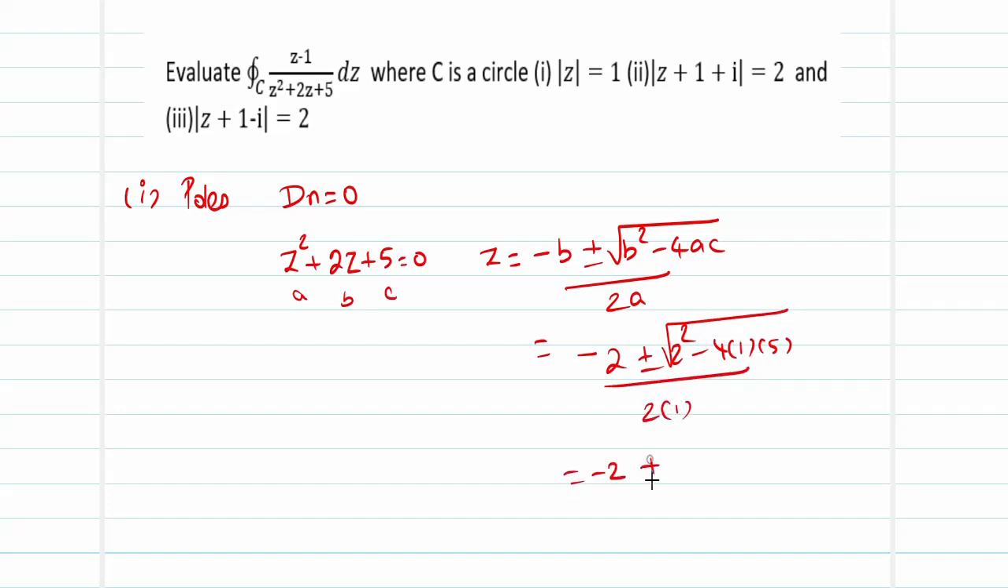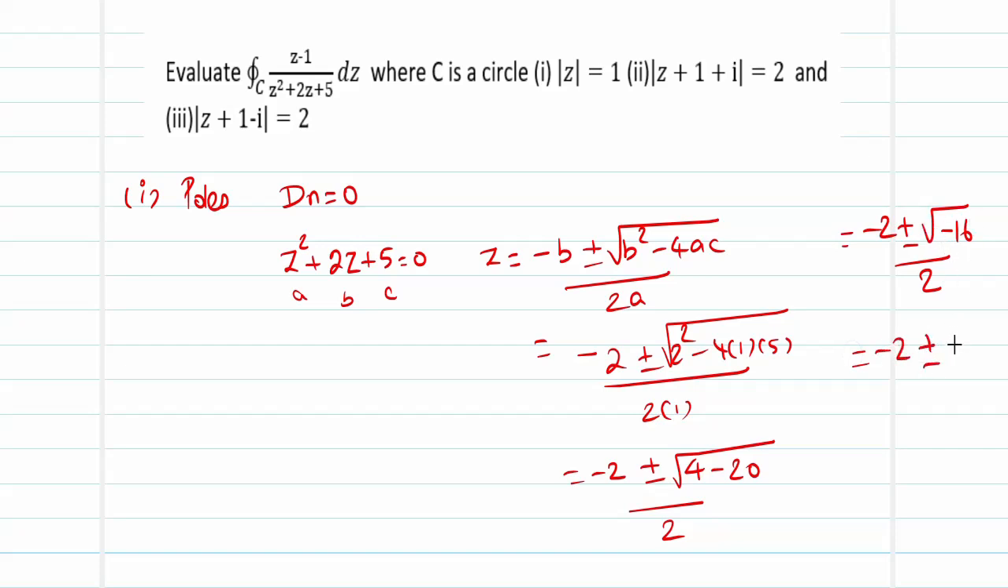So it is minus 2 plus or minus the square root of 4 minus 20, divided by 2. Now this makes it minus 2 plus or minus the square root of minus 16, divided by 2. What do we know about the square root of a negative number? It is going to be i. So I have i with the square root of 16 standing for 4, and now divided by 2. The 2 can be cancelled off on each side. I have the poles equal to minus 1 plus or minus 2i.